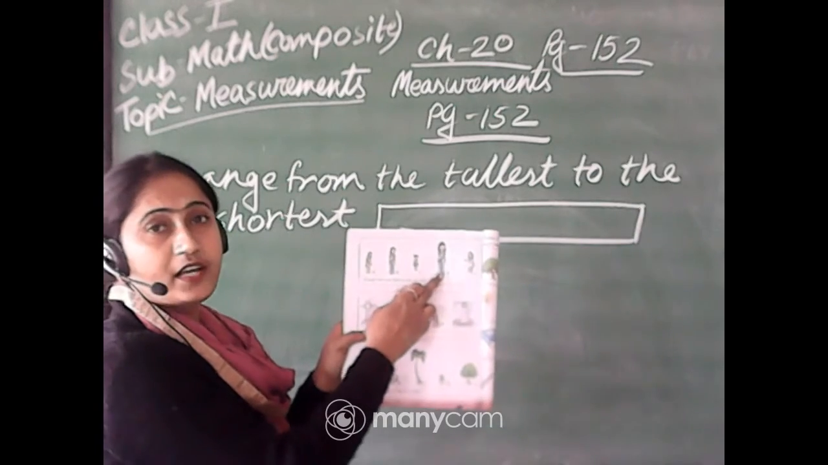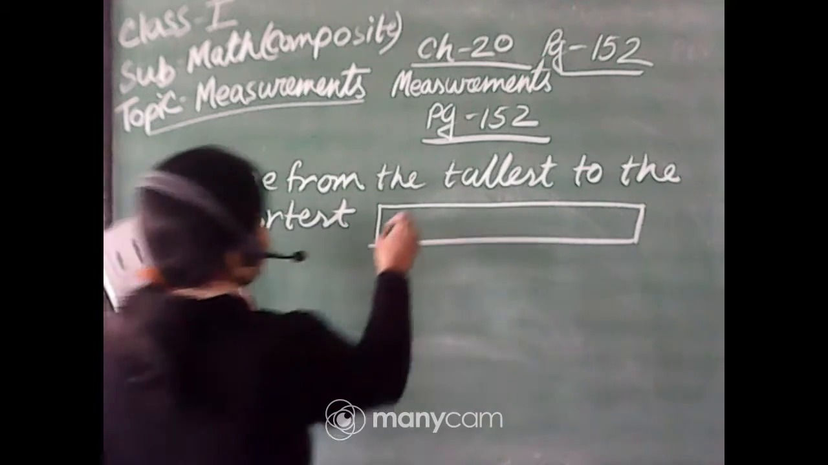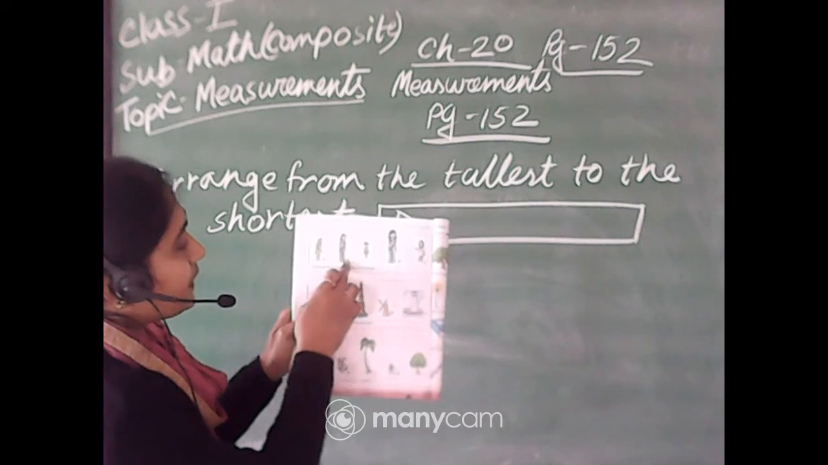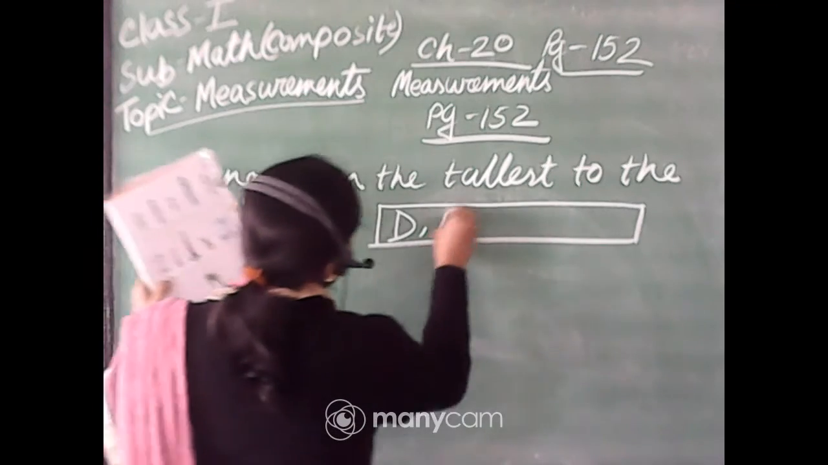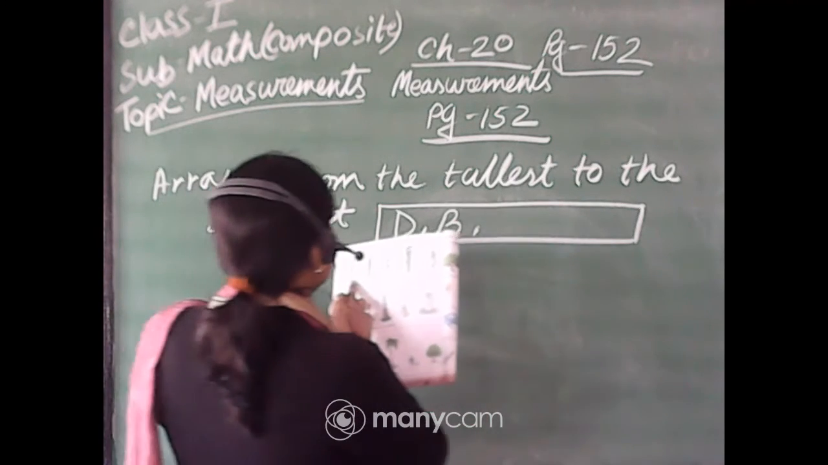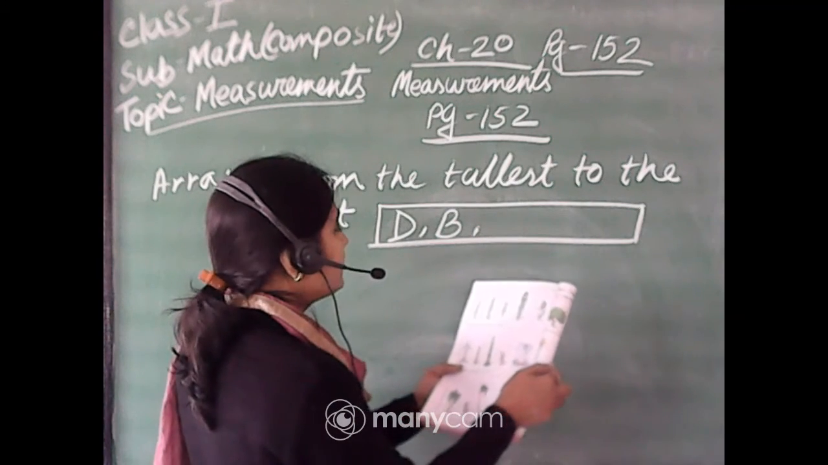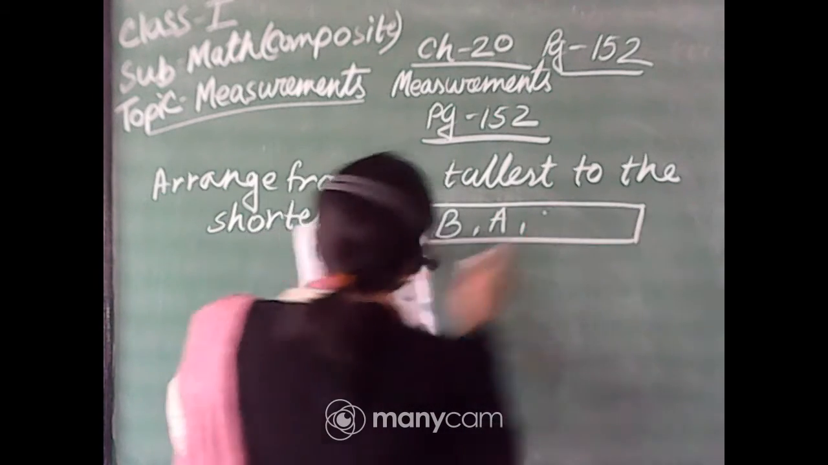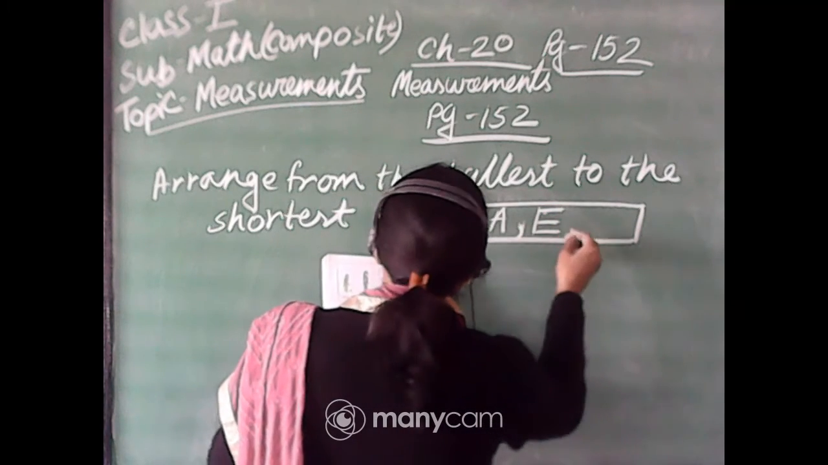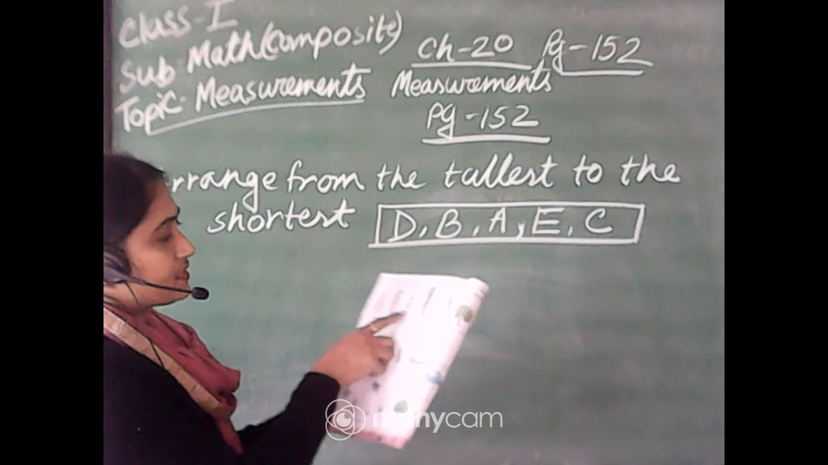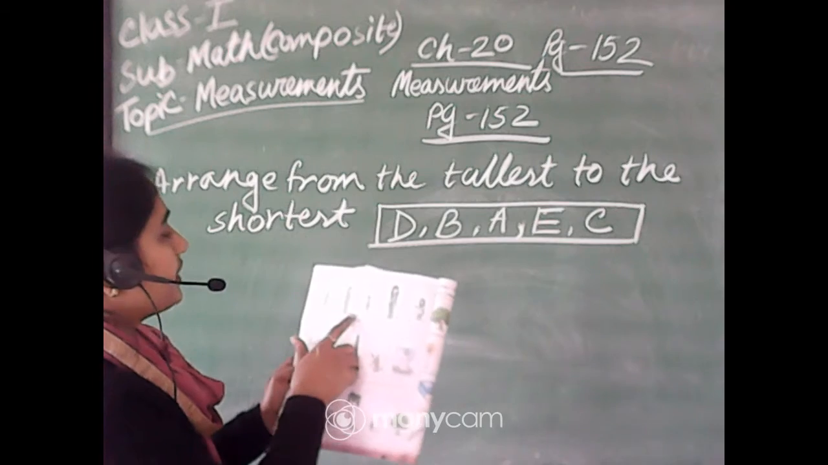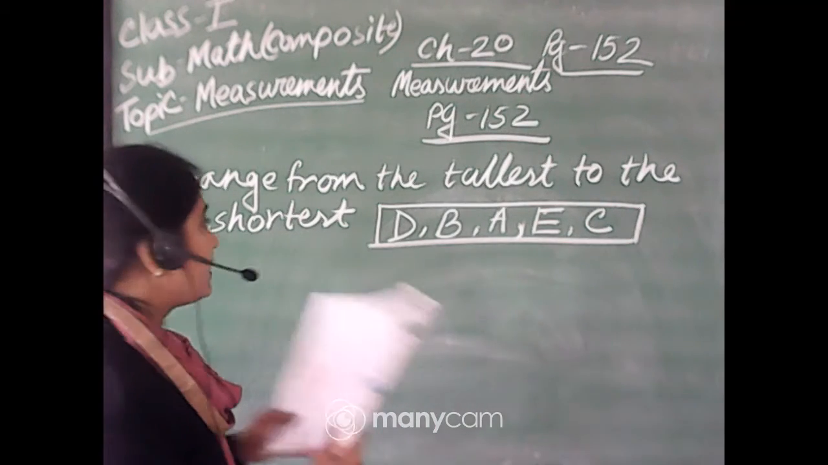Okay, here tallest is number D, this woman is tallest. So write down first D, and then you just compare this to B. B is the tallest. Next number B, then who is the tallest? Next number A. Now then E and C, who is the tallest? E. And then E, then C. C is the shortest. Okay, now first D, B, A, E and C. Okay, you all please write down in your book.